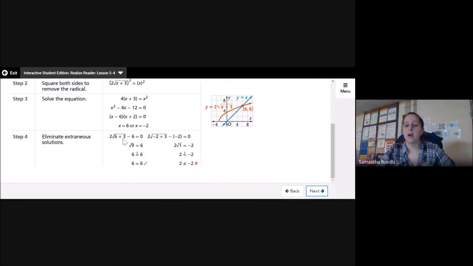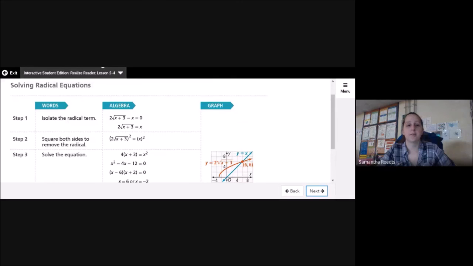So if you can't get rid of an exponential fraction or rational number that's an exponent, you can always graph to find the solution. And that is the end of Unit 5, Lesson 4.